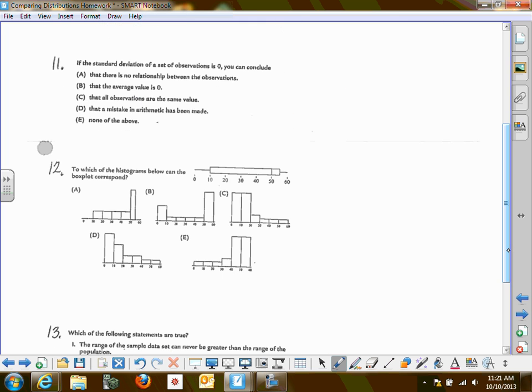Okay, next, number 11. Here we go. This one talks about standard deviation being 0. By definition, if the standard deviation is 0, then what are you saying? That the average distance from the mean is 0. How can the average distance from the mean be 0? That all observations are the same value. Everything is the mean.